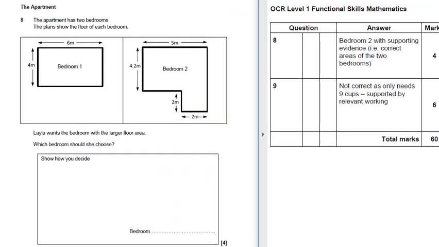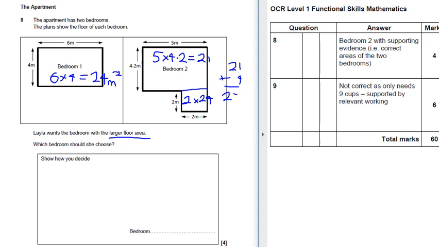The apartment has 2 bedrooms. The plan shows the floor of each room. Lane wants the largest floor space. So this one is 6 by 4, which is 24 meters squared. Okay, this one, if I chop it here, we got 2 times 2, which is 4, and here we've got 5 times 4.2, which is 21. Oh, there's a sign missing there. So 21 plus 4 is 25. Obviously, which room should you choose? This one's called room 2.